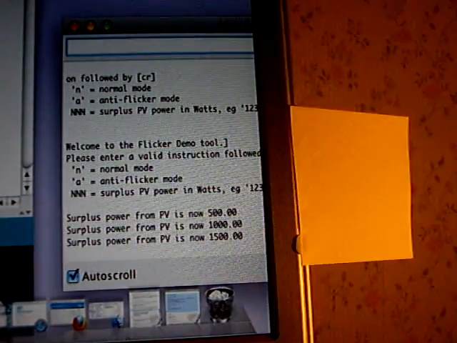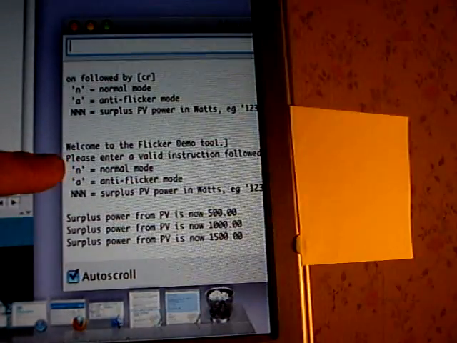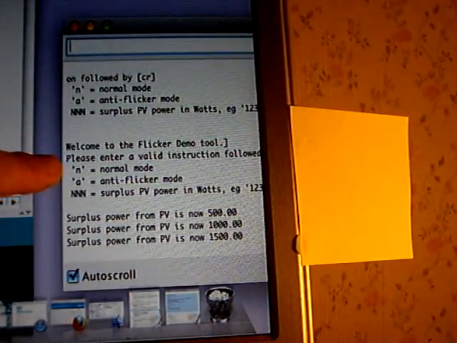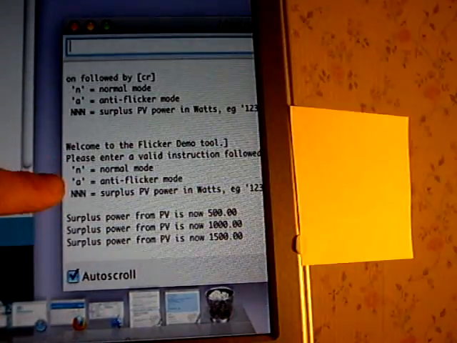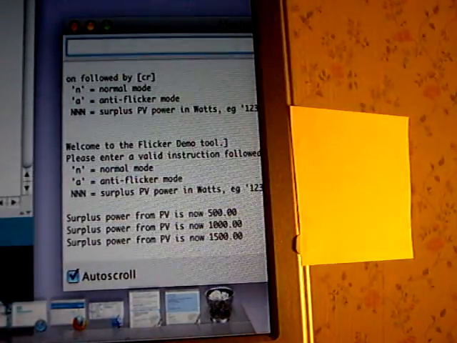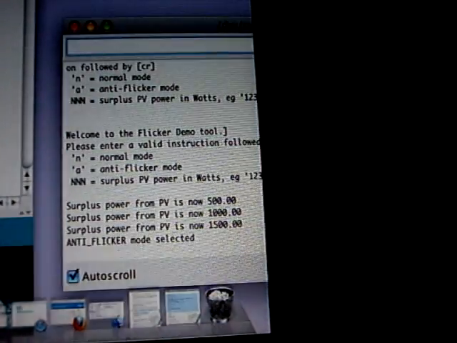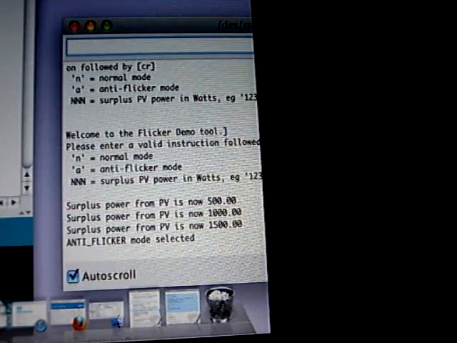So this is a good point to invoke the anti-flicker mode. Hopefully you can see this on here. We're in the normal mode now with 1500 watts. If I go A, it's little a, it's case specific, I think. So if I go to little a, carriage return, we're now in anti-flicker mode.